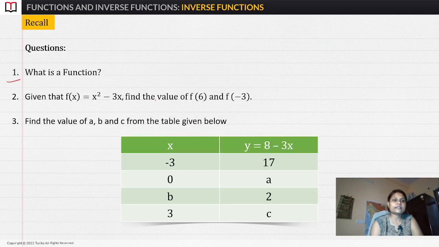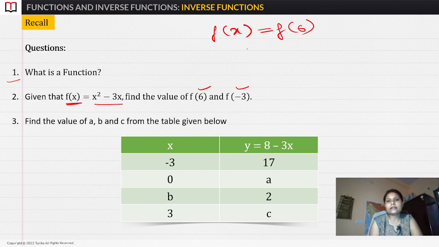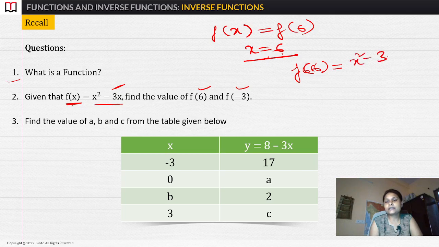Now, the next question was, if f of x is given as x squared minus 3x, then we have to find the value of f of 6 and f of minus 3. It's simple here. If you compare this f of x with f of 6, you can find out that x is equal to 6. That means you have to put the value of x equal to 6 in this function and get the value for f of 6. So how are we going to do this? f of 6 is equal to x squared minus 3x.